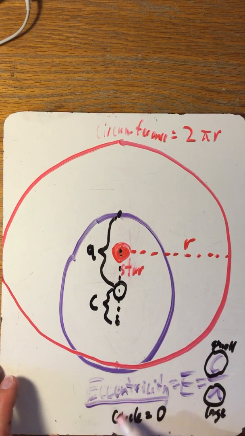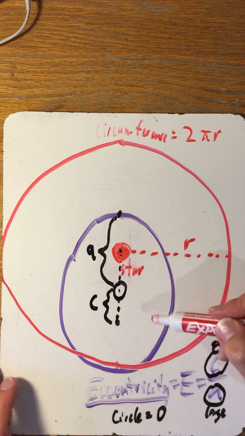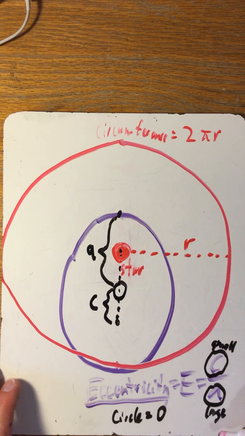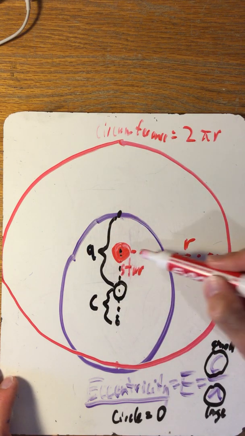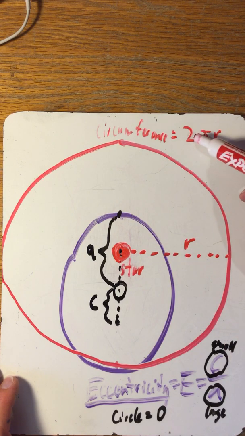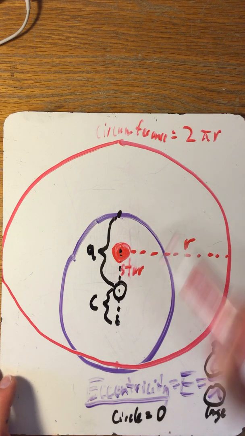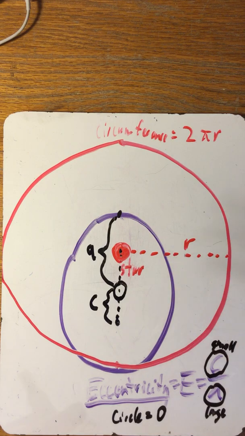Notice that eccentricity will not have a unit on it because it's a ratio. So if you measured in centimeters or inches, it doesn't matter as long as they cancel out. There's no unit on eccentricity. But for circumference, you will have a unit. It's whatever you use to measure the radius. So if you measure it in centimeters, your circumference will be in centimeters. If you measure radius in inches, your circumference will be in inches. That's it.